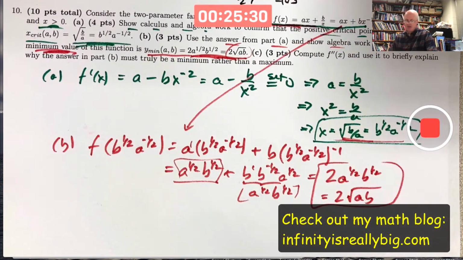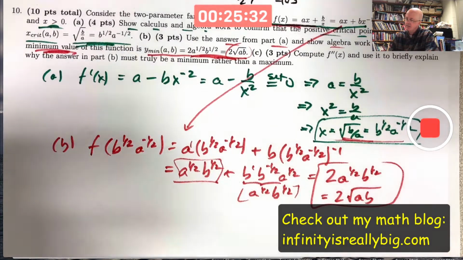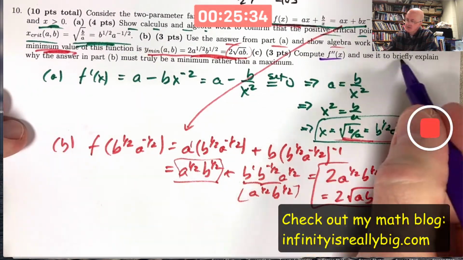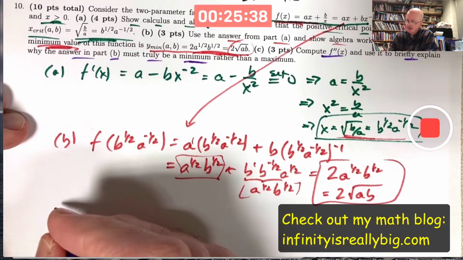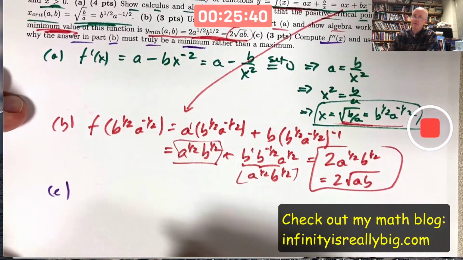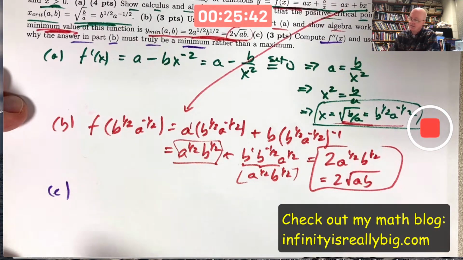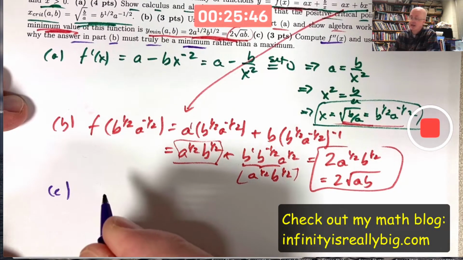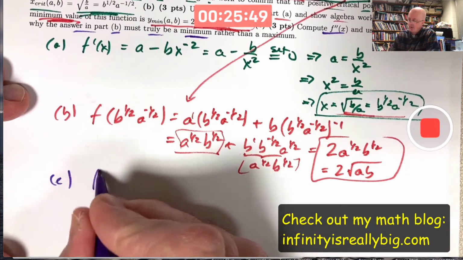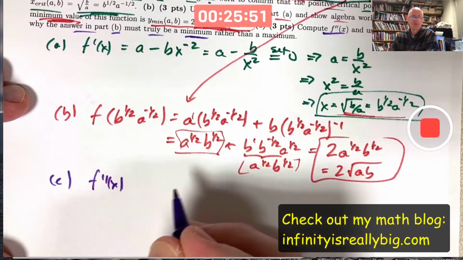Okay? Part C, compute f double prime and use it to briefly explain why the answer to part B must be truly a minimum rather than a maximum. Or maybe neither. Neither can occur as well, right? I didn't mention that before. Sometimes with critical points, it's neither a max nor a min. What is f double prime of x?